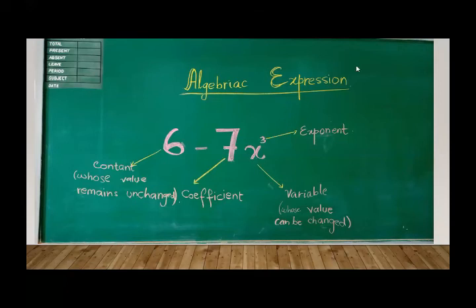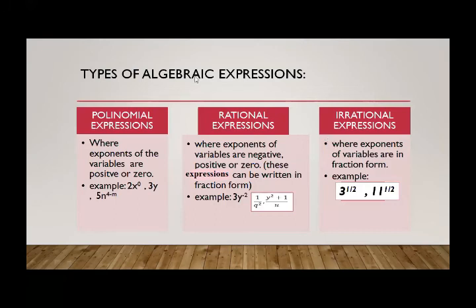Then x is the variable whose value can be changed or can be replaced. Then x is representing the exponent, which is always written on the right-hand side of the corner. Then we discuss types of algebraic expressions. There are three important types: polynomial expression, rational expression, and irrational expression. The first one is polynomial expression. According to the definition, the exponents of the variables are positive or zero.